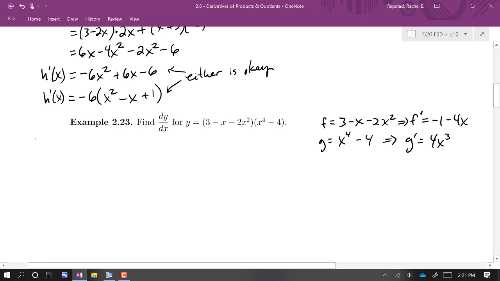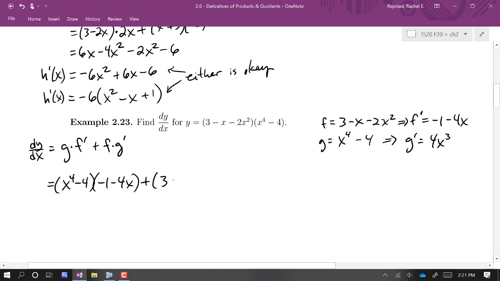Alright, so dy/dx we're going to find using the product rule. That's g times f prime plus f times g prime. And now I'm just going to plug in the expressions over here on the right. So g times f prime, that's (x^4 - 4) times (-1 - 4x), plus f times g prime, that's (3 - x - 2x^2) times 4x^3.